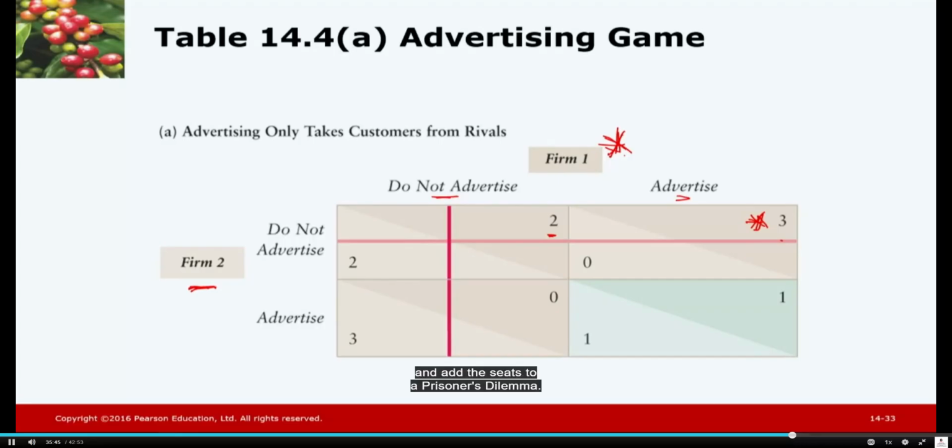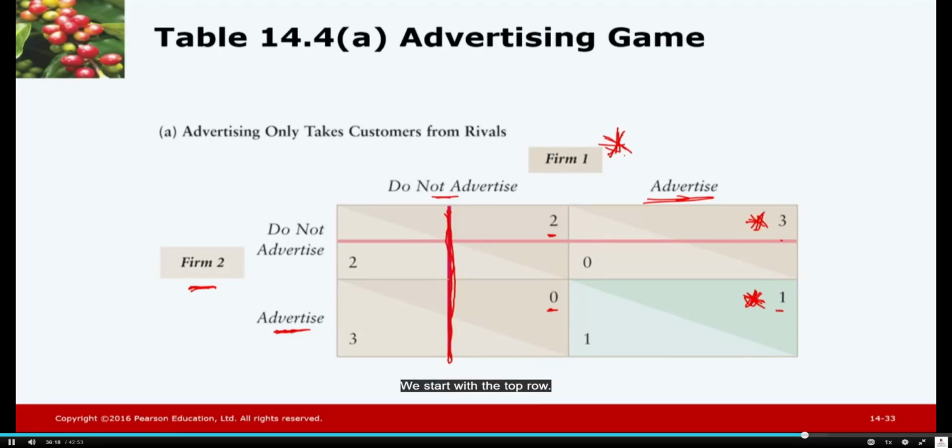Then, what is firm one's best response given that it believes firm two will advertise? Read across the second row, the bottom. Given that firm two is advertising, should firm one not advertise and earn 0, or advertise and earn 1 million? This is clearly better. 1 is more than 0. We find a dominant strategy for firm one, which is to advertise. We can rule this out. It's not going to engage in not advertising.